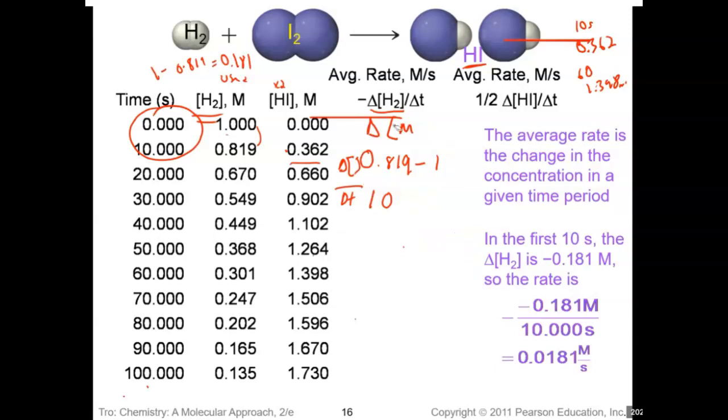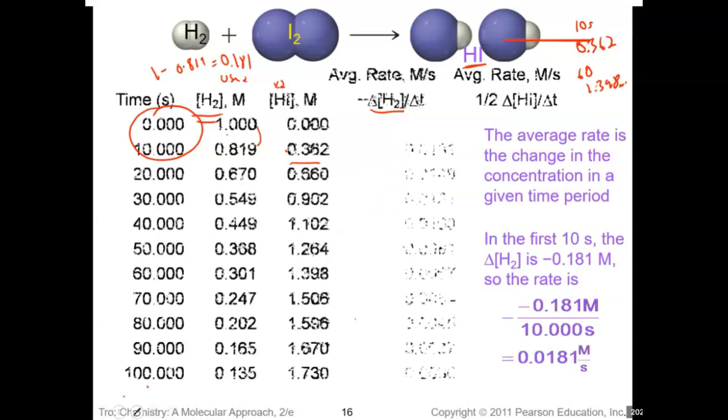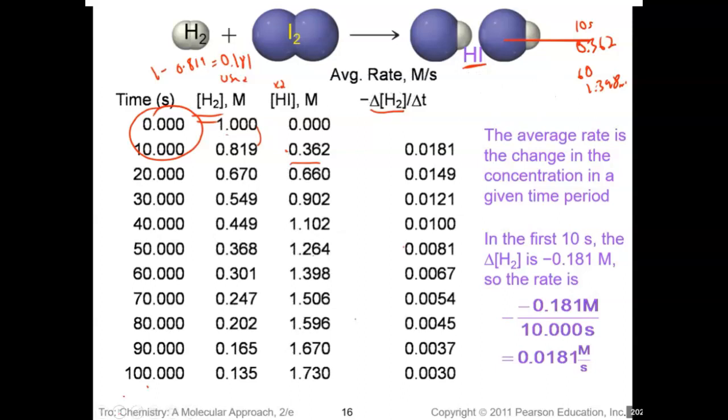So let's look at the exact thing with regards to HI. Right now we'll look at HI in a second. So how I got all these numbers is we subtracted one from the other. So if we look at, for example, the next one, 0.819.